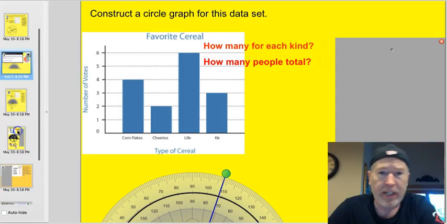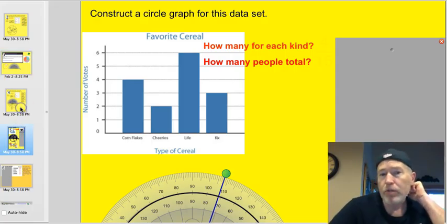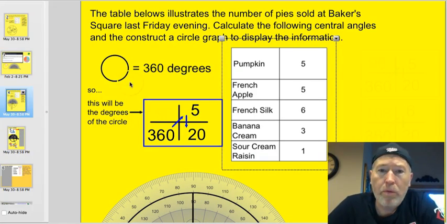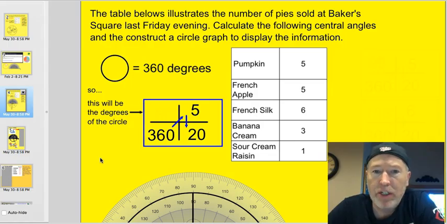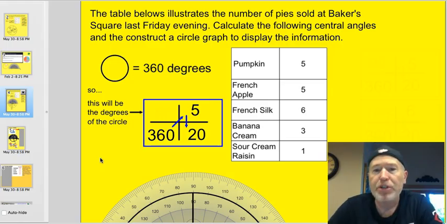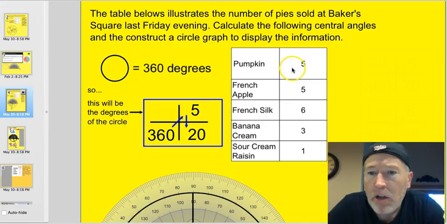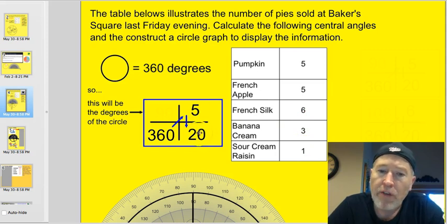So let's look at another example here. Oops, this one here. The table below illustrates the number of pies sold at Baker's Square last Friday evening. Calculate the following central angles and construct a circle graph to display the information. Well, now we don't have percentages, we just have a tally chart. And that's still okay because you can still create a ratio proportion box. So if you add all these pies up, 5 and 5 is 10, here's 16, 19, and 20. I have a total of 20 pies.